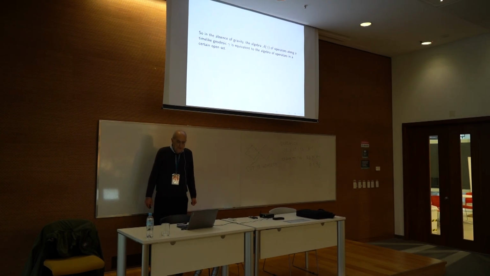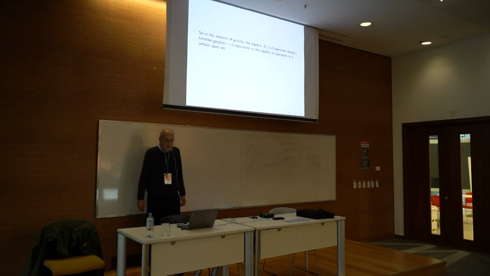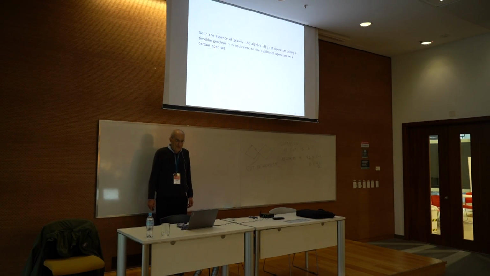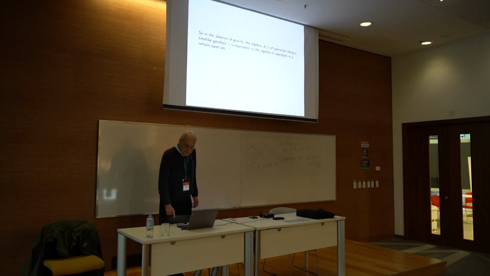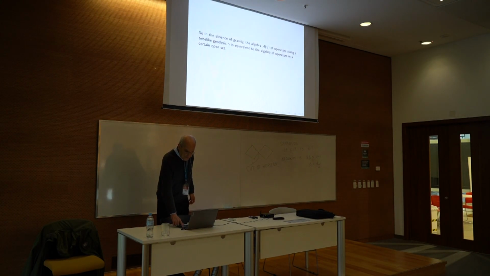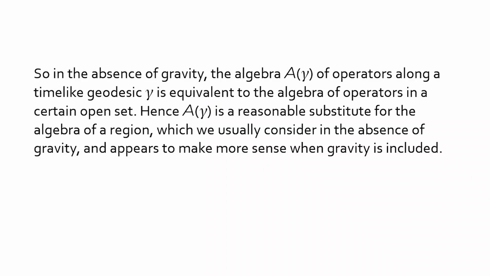So in the absence of gravity, the algebra of operators along a time-like geodesic gamma is equivalent to the algebra of operators in a certain open set, namely the time-like envelope. In my opinion, that makes A of gamma a reasonable substitute for the algebra of a region. Without gravity, the algebra of a region is a good notion. With gravity, unless we can talk about the region in some invariant way, it's not such a good notion.